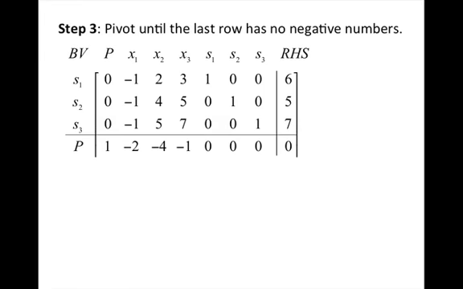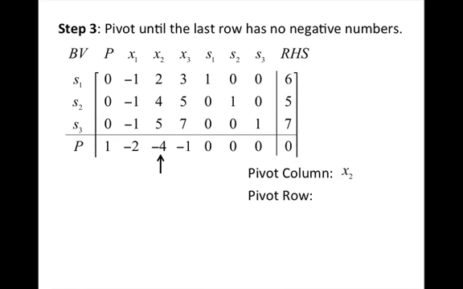Now I need to pivot until the last row contains no negative numbers. So I begin by finding my first pivot element. Find your pivot column: look at the last row and find the smallest negative number. My pivot column this time is x sub 2 because -4 was the smallest negative number.